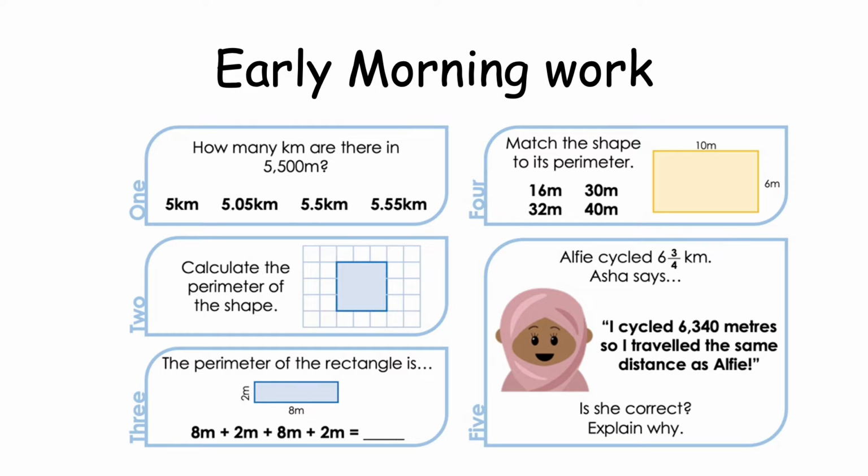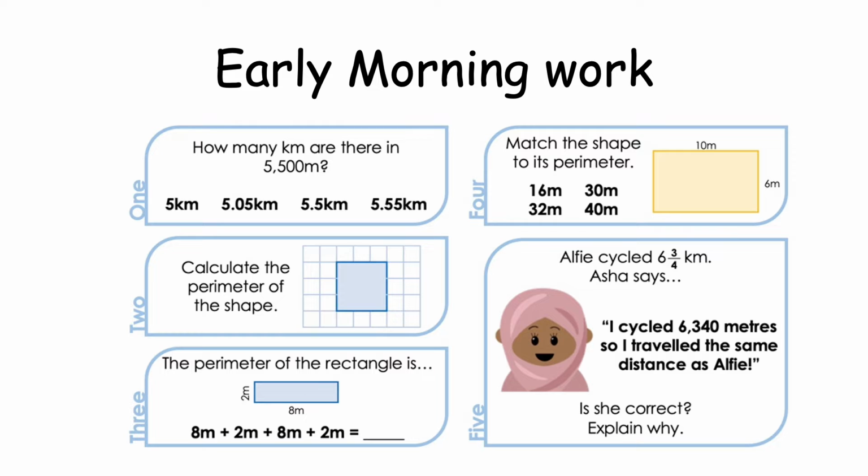Okay, then let's have a look at number 1. Go through the answers. How many kilometers are there in 5,500 meters? Well, I know that there are 1,000 meters in 1 kilometer, but you've got 5,000 meters there. So I know that that is 5. And I know 500 meters is half a kilometer, or 0.5. So the answer would be 5.5 kilometers.